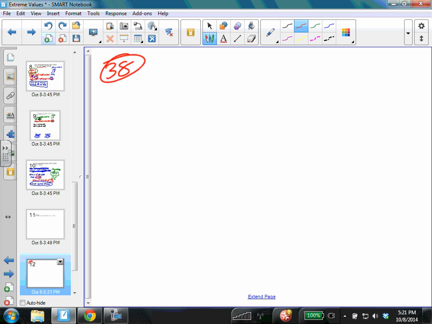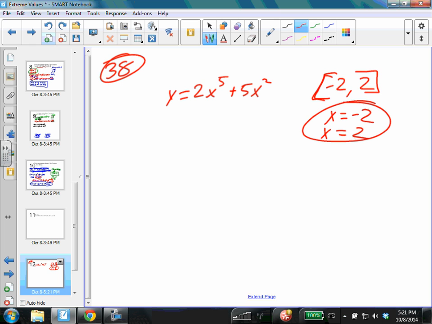Number 38 says this. It says y is equal to 2x to the 5th plus 5x squared. And we're working on the interval from negative 2 to 2. So we only want stuff that's happening between negative 2 and 2. And because I have this closed interval, I already know that 2 points I want to check are x equals negative 2 and x equals 2.